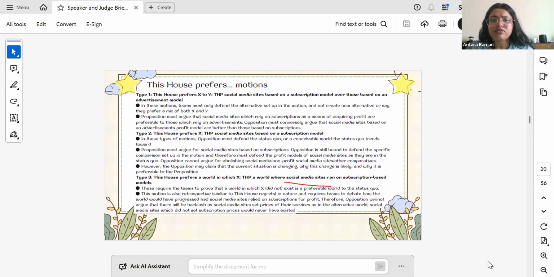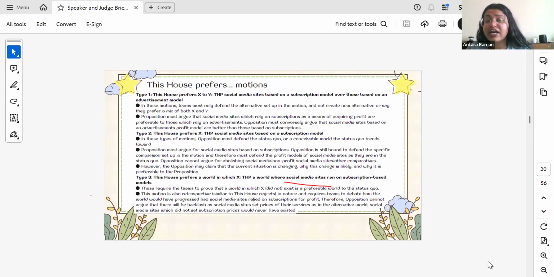So you have to argue on side proposition that social media sites which rely on subscriptions as a means of profit are better, they are preferable, that's what we want. And the opposition has to argue that social media sites based on advertisements are better than those that have a subscription, right? So this house prefers X over Y is a pretty straightforward motion. The motion itself tells you what case you have to make, right?